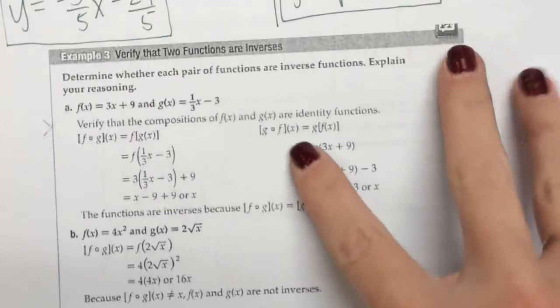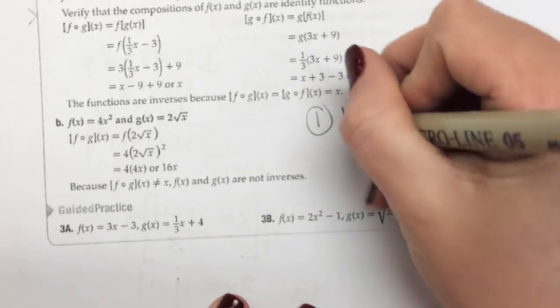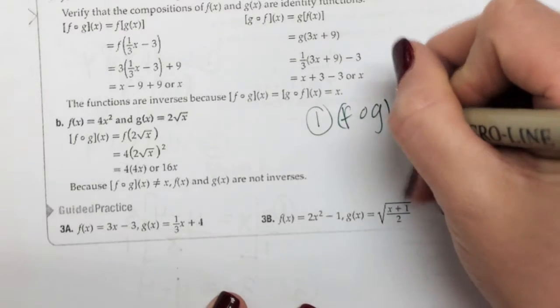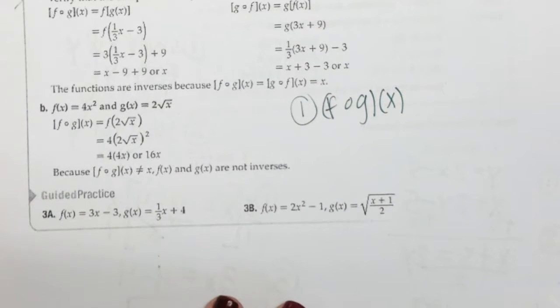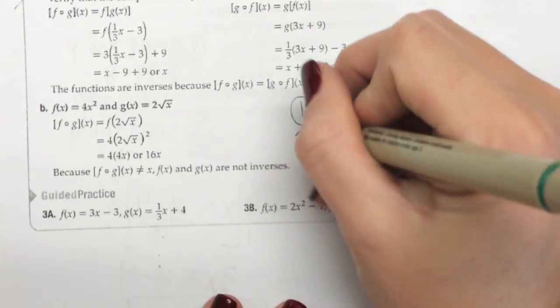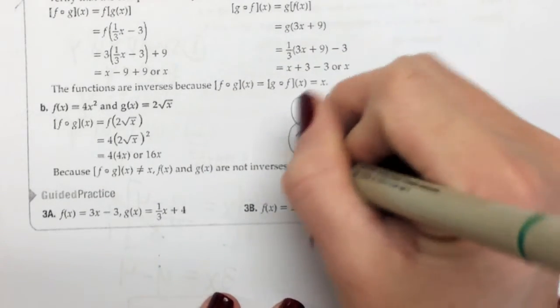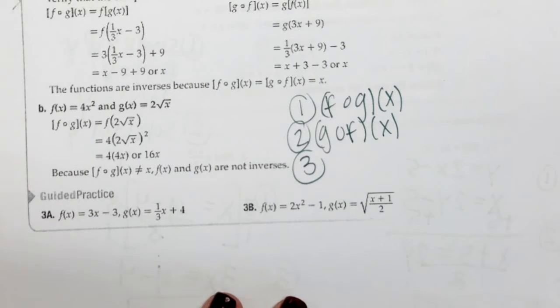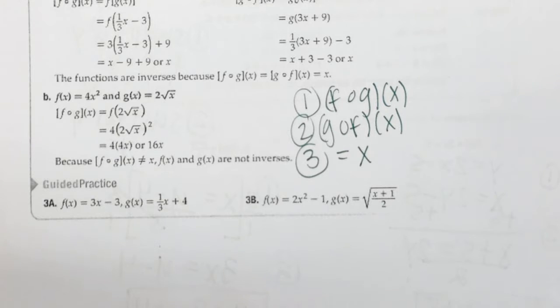So there's 3 steps. The first one, we have to find f of g of x. We have to compose the functions like we did in chapter 6.1. It was like the last 2 on your checkpoint. And then we have to find g of f of x. And if they are inverse functions, they will both equal x.